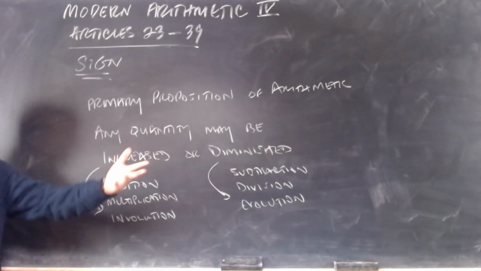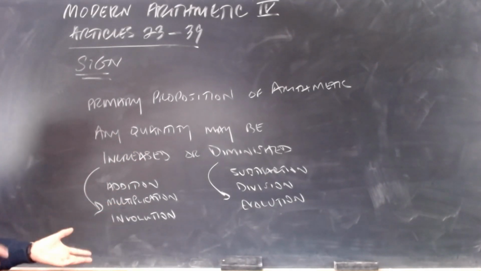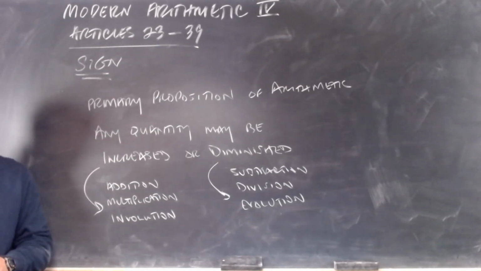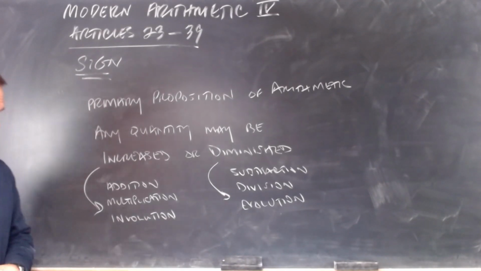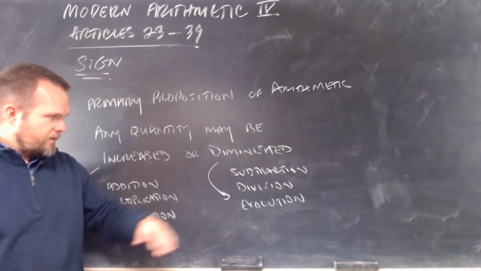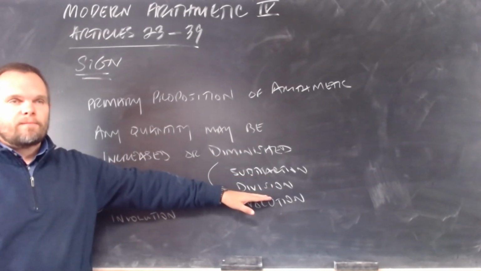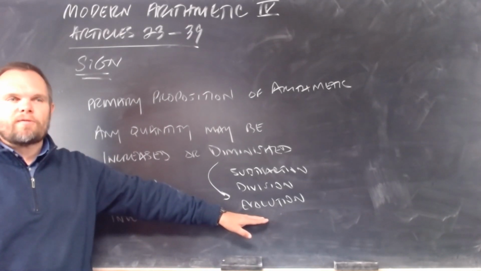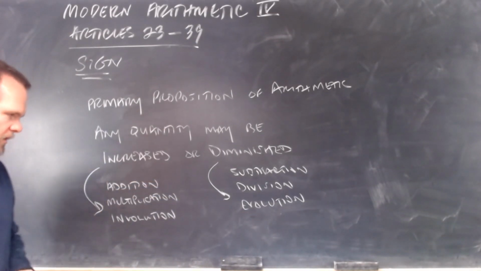Addition, obviously adding one quantity to another. Multiplication, multiplying one quantity by another. Both of those cause increase. Involution means powers, multiplying numbers by themselves. To diminish quantities, we can subtract, we can divide, or we can perform the operation of evolution, which means to find roots. Okay? Involution and evolution.